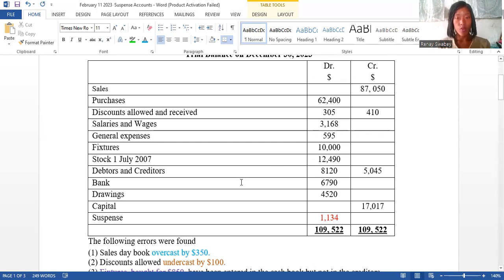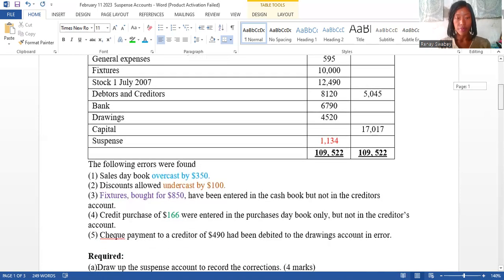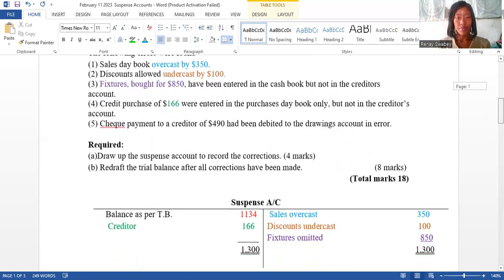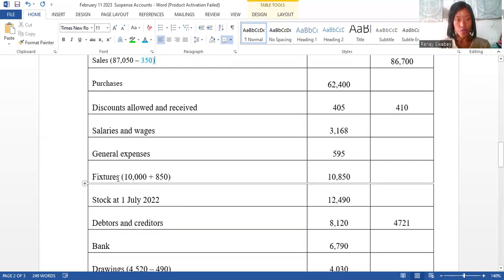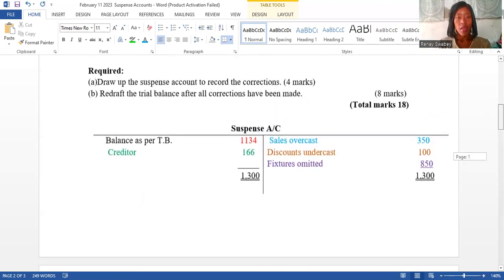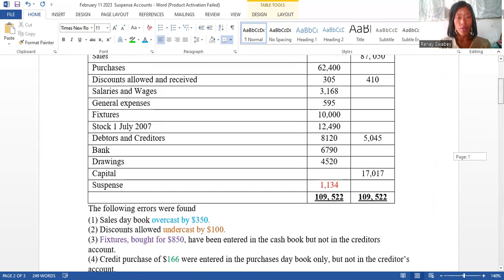All right, so moving on. We're going to make an adjustment to debtors and creditors as well as to fixtures. Let's see why. So we move down to fixtures. In the fixtures account, in the original trial balance, we had $10,000 under the debit column. But here, let me scroll back up so you can see it.